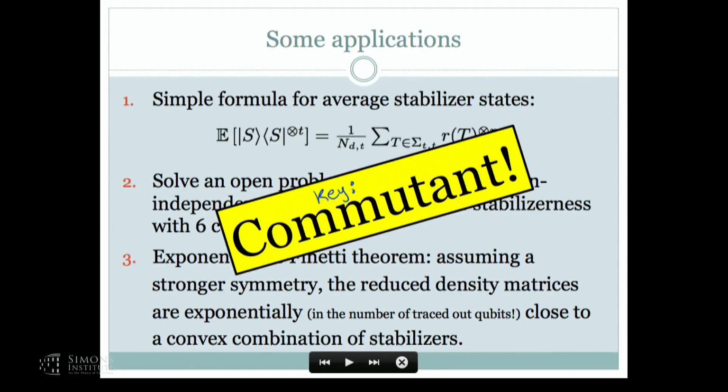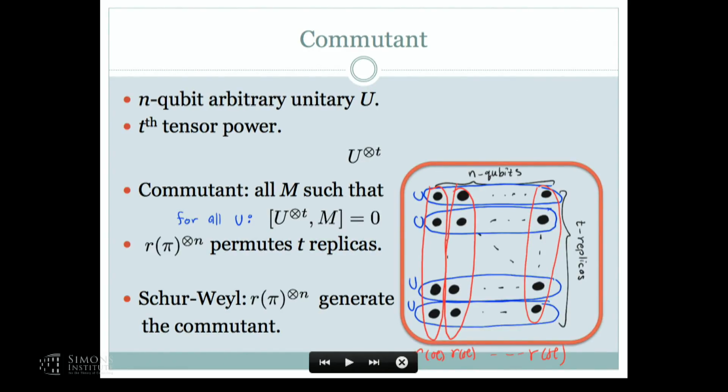The key to this computation is looking at the commutant of stabilizer states. Suppose that you have an n-qubit arbitrary, non-Clifford unitary U, and look at its T-th tensor power. The commutant of this unitary is all matrices M that commute with these U tensor T for all U. A natural candidate for an element of the commutant is a permutation of these T replicas.